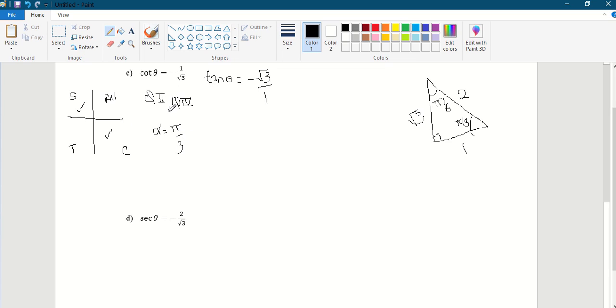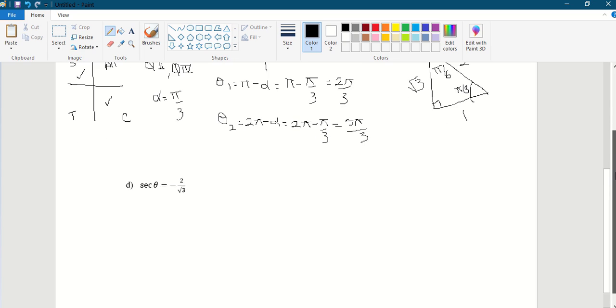Now depending on the quadrants, we will get our angles. So because we are in the second quadrant, we can say theta 1 equals pi minus alpha. So in our case, pi minus pi over 3, giving us 2 pi over 3. And for the fourth quadrant, it is 2 pi minus alpha, giving us 2 pi, subtract pi over 3, which will be then 5 pi over 3. Because it will be 6 pi over 3 minus 1 pi over 3, which will be 5 pi over 3.